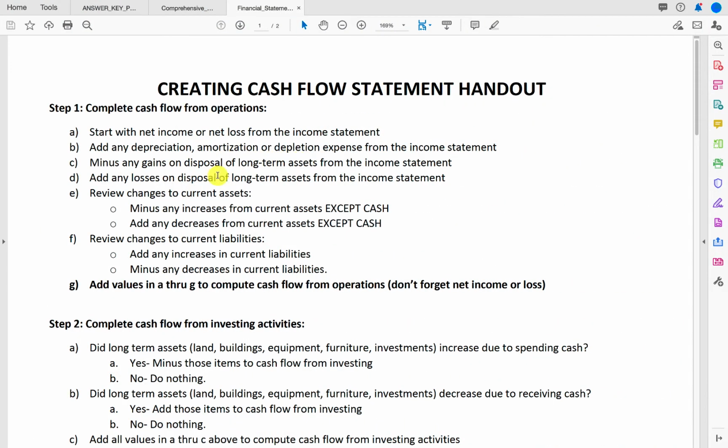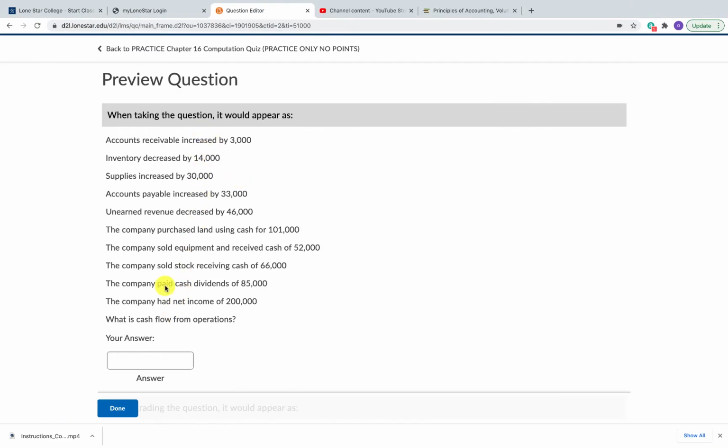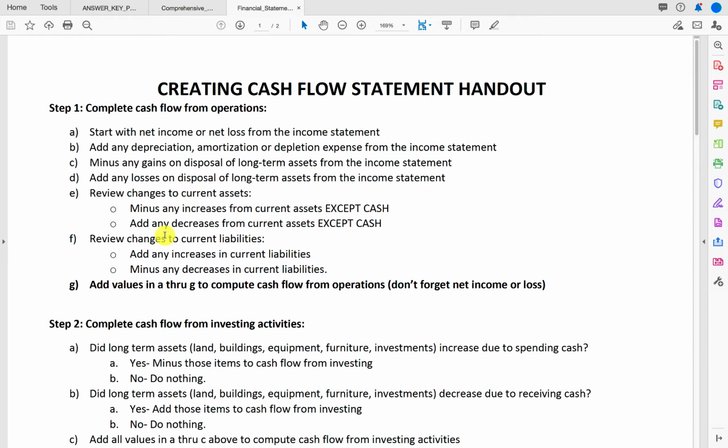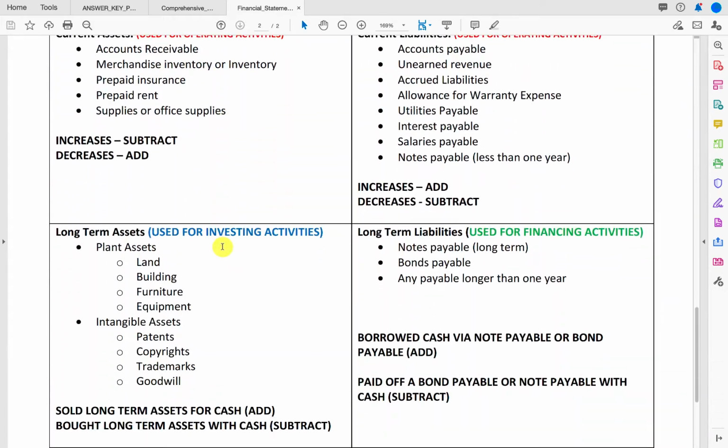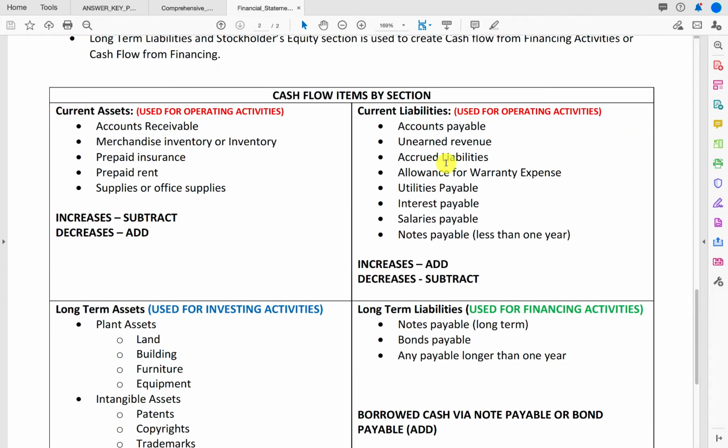Then we look for any gains and losses. I look through here, I don't see any losses or gains. It would have to say something that losses and gains. And then I look for changes in current assets and current liabilities. If you don't remember what the current assets and liabilities are, here are the current assets, here are the current liabilities. So I look for current assets.